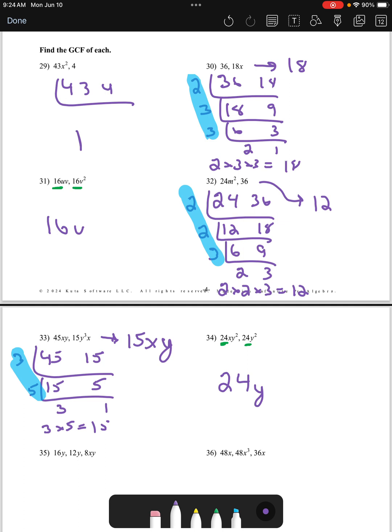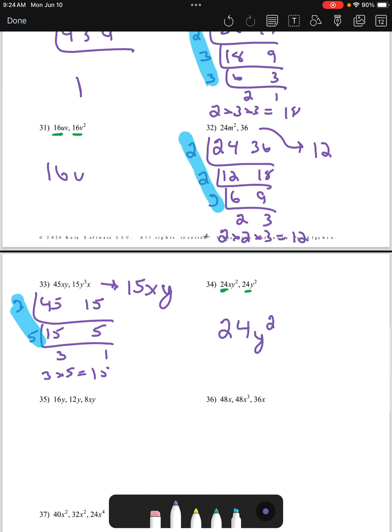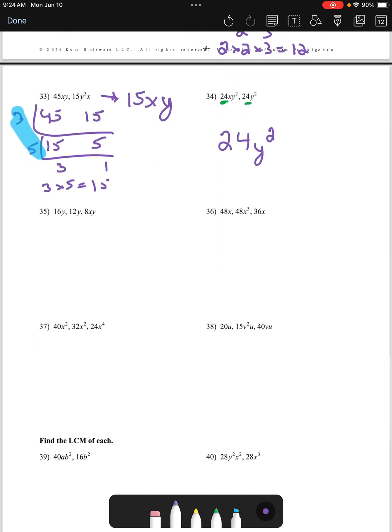Do they both have y? Yes. Do they both have more than one y? Yes. So what's the fewest number of y's that either one of these have? Well, 2. They both have 2 y's because of y to the second power. Since they both have 2 y's, our GCF has 2 y's. 24 y to the second power.